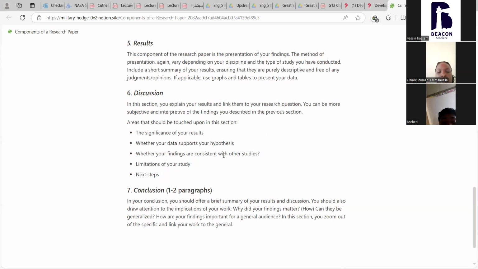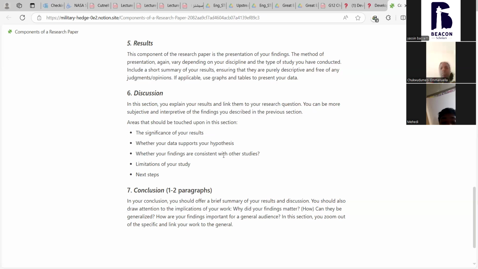So the discussion section. In this section, you explain your results and link them to your research question. You can be more subjective and interpretive of the findings you described in the previous section. So you can include in the discussion the significance of your results, whether your data supports your hypothesis or not, whether your findings are consistent with other studies, limitations of your study, and the next steps that you are going to make.